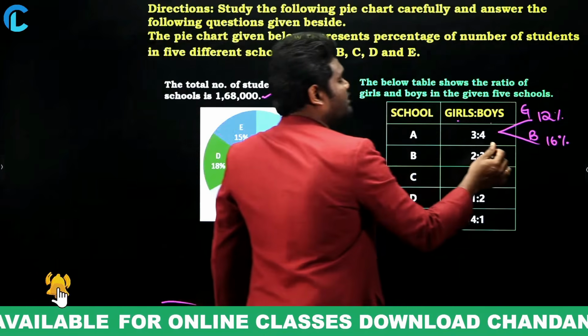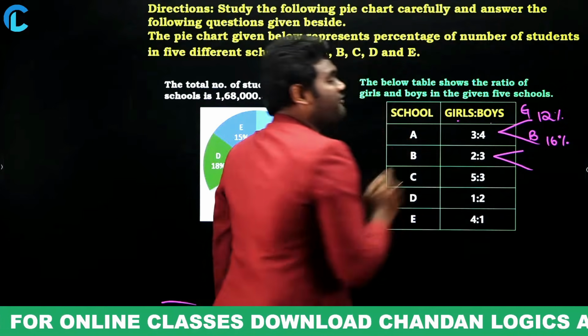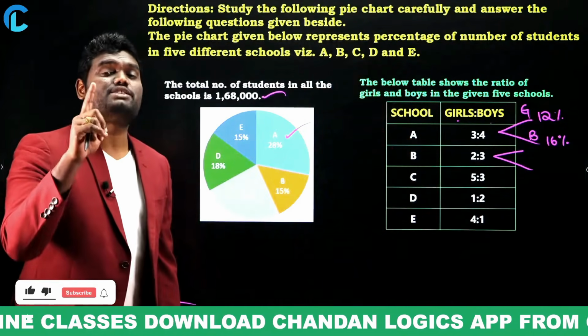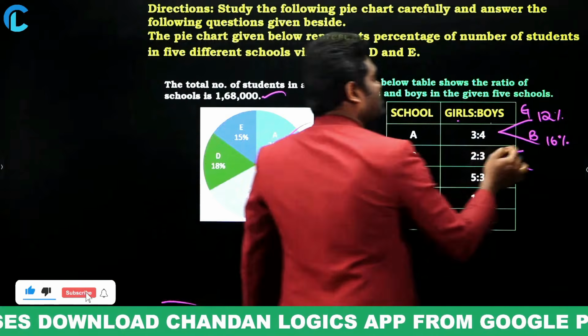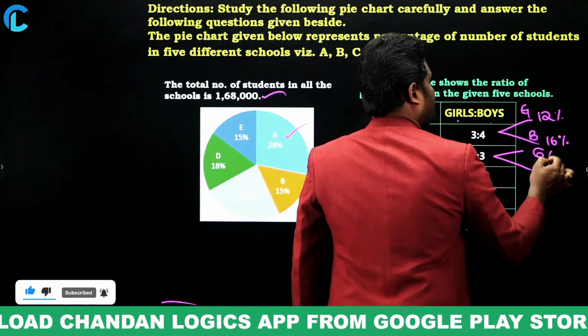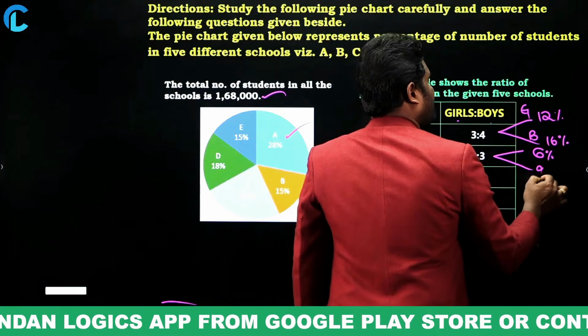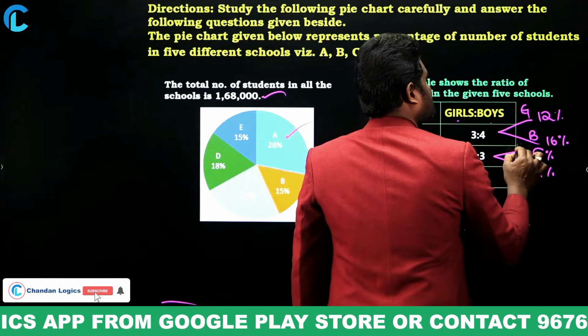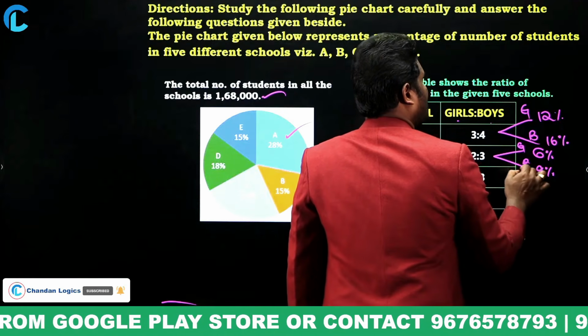Boys to girls ratio 2:3. 2:3 means total 5 parts. 5 parts 15 means each part 3. Each part 3 means 2 parts will be 2 into 3, 6%. Yes or no? Next, 3 into 3, 9%, which means girls 6%, boys 9%.